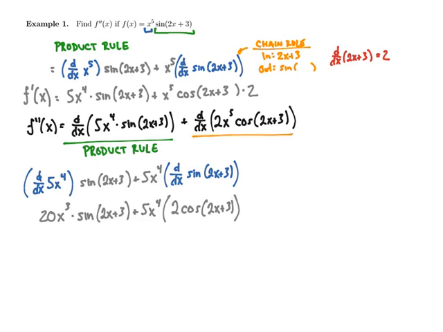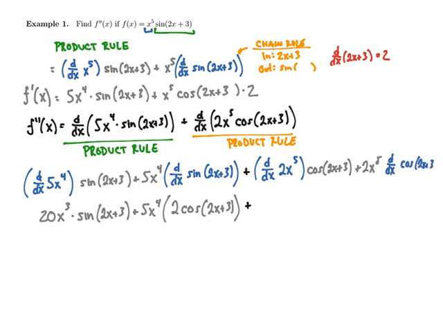And then the second one, we're also going to use the product rule, just with some different functions. So we're going to add all this together. Next one, we're going to have the derivative of the first function, 2x to the fifth, times the second function, cosine of 2x plus 3, plus the 2x to the fifth, and then times the derivative of cosine 2x plus 3.